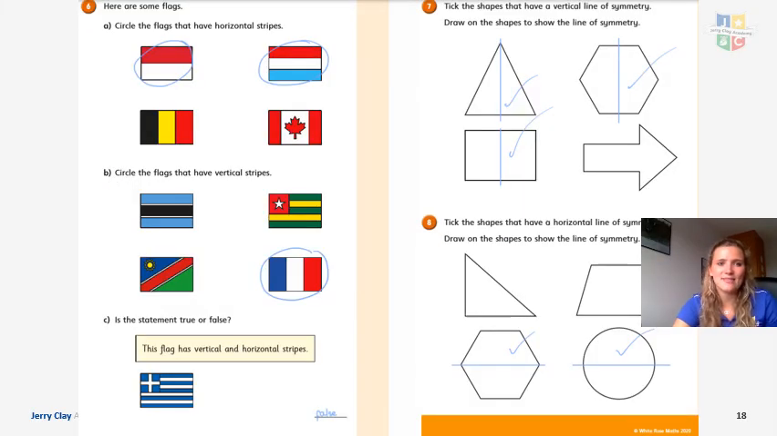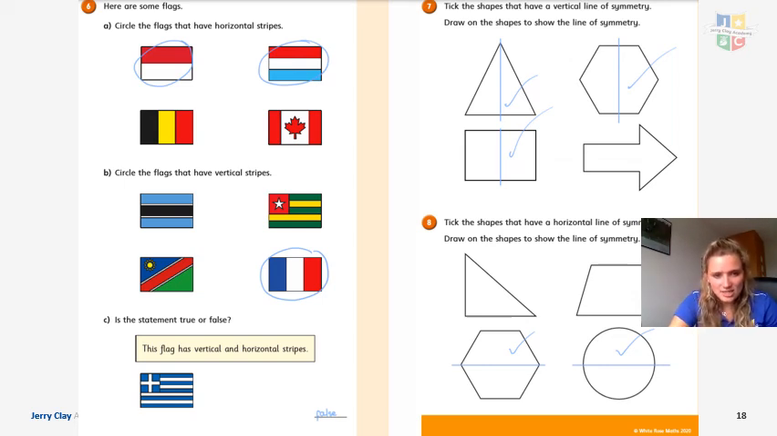Okay, for number 6, here are some flags. Circle the flags that have horizontal stripes. So you should have picked the 2 at the top because they're going across, rather than the other two, which are vertical. For part B, circle the flags that have vertical stripes. So obviously it's the France flag at the bottom.